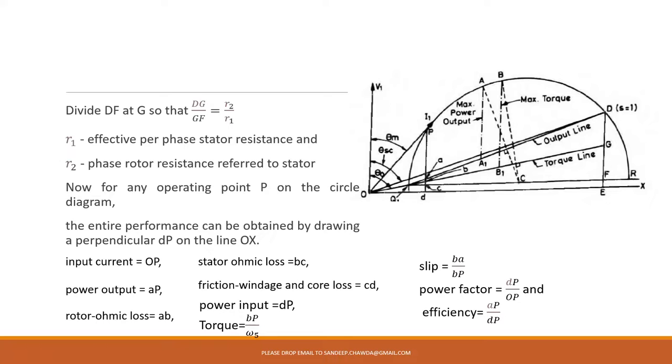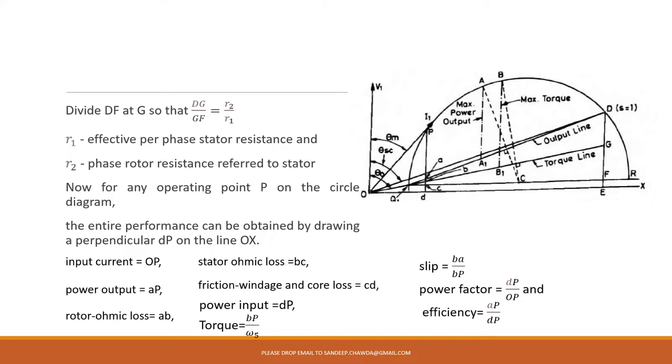And you could say alternatively the ratio of DF by GF should be equal to the ratio of R2 by R1. So this point needs to be determined. Once you have determined this point G, you could connect it to the point Q. Now this line QG will be your having line. So basically it is going to give you the top line before you are having the output line.